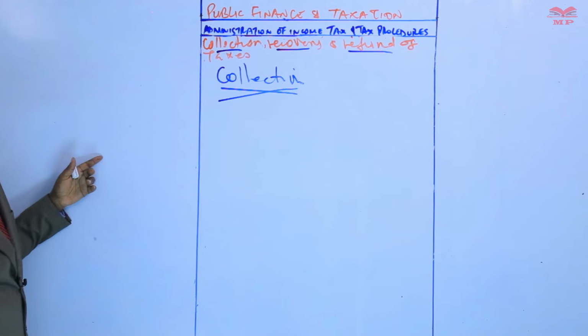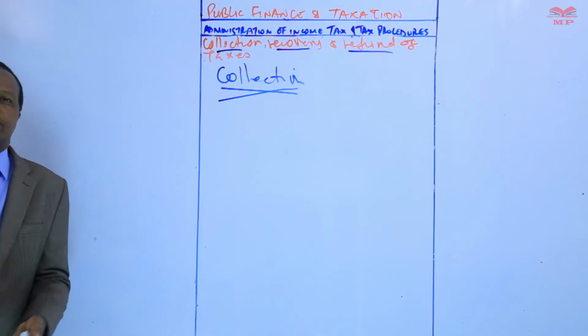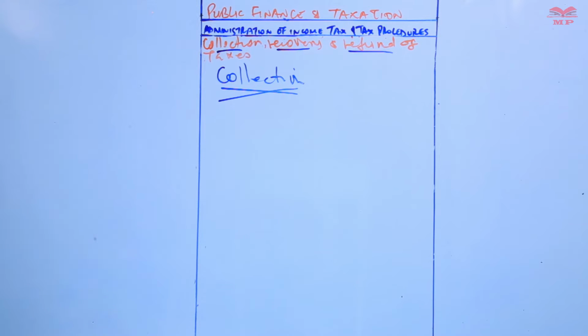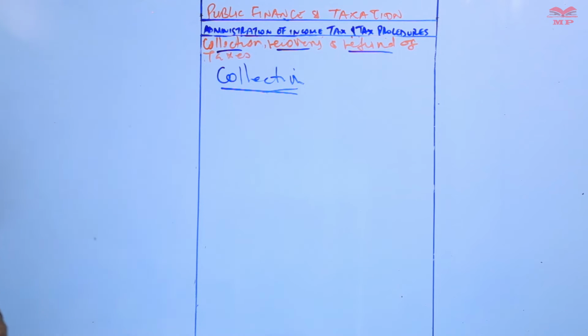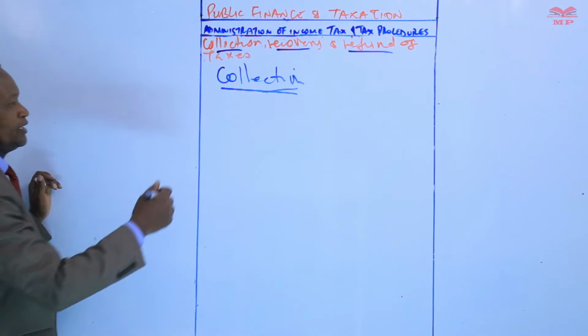Okay, so the collection of taxes here in Kenya is the standard process by which the Kenya Revenue Authority receives taxes due from taxpayers. And the methods of collection vary depending on the type of tax and the taxpayer's circumstances. One method of collecting taxes in Kenya by KRA is direct payment by the taxpayers.